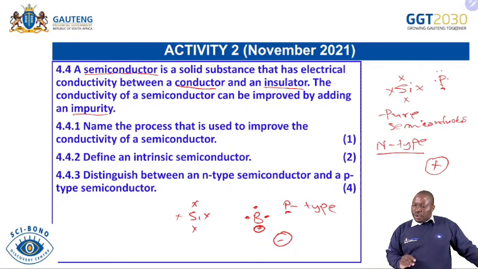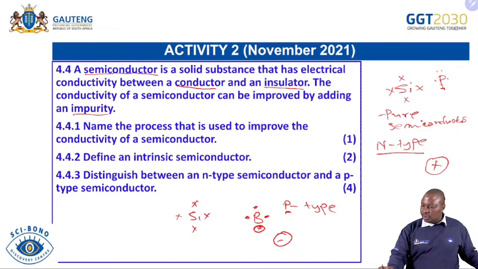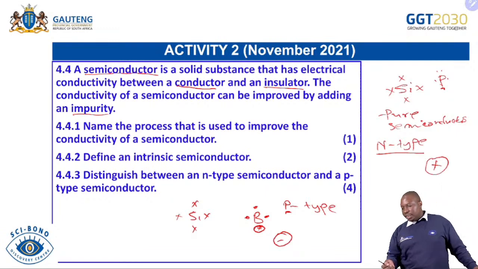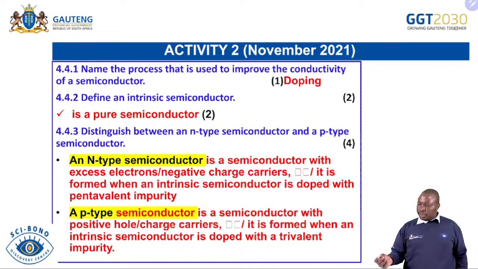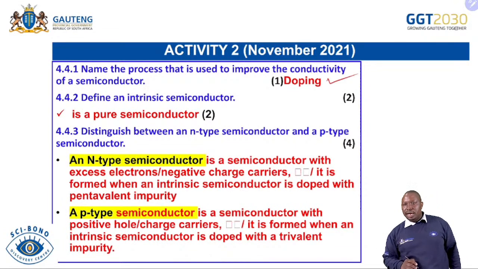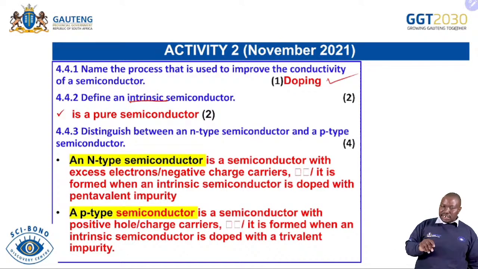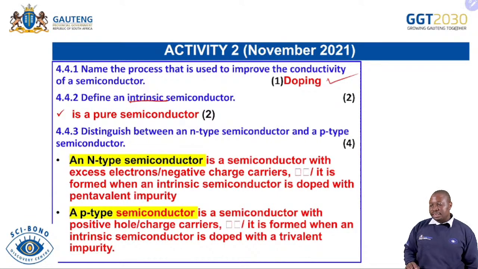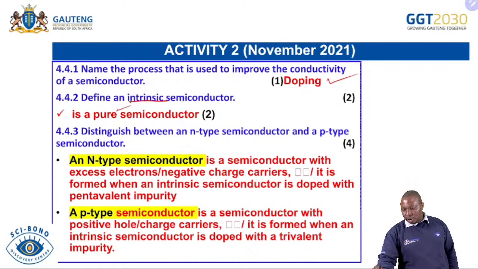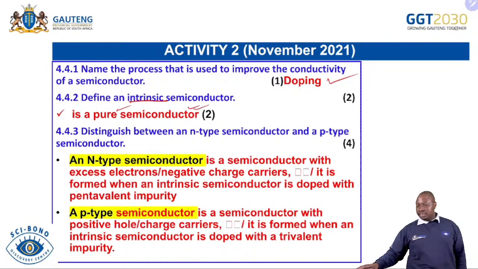Now, let's look at the question. The question is saying, name the process that is used to improve the conductivity of a semiconductor, as we indicated. So you will be able to answer and say, this is doping that we are referring to. The second question was, define an intrinsic semiconductor. As I've been saying many times, an intrinsic semiconductor is a pure semiconductor. 2 marks, just to say pure. So don't forget, intrinsic semiconductor, we're saying it's pure.